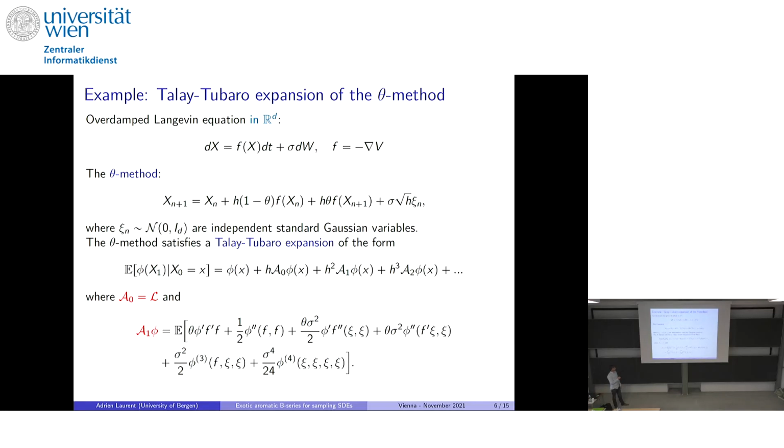We can prove that it actually satisfies this kind of expansion with these operators. We have A0 equal to L, so it has order 1. It's not a crazy method. And A1 is given by this. Okay. And now we need a bit of algebra because this is the simplest non-trivial term, and it quickly gets tedious. So we will try to represent these differentials with trees. That is, we will represent these. So you see that we have a test function phi, the function f, that is from R^d to R^d, and some standard Gaussian random variables.